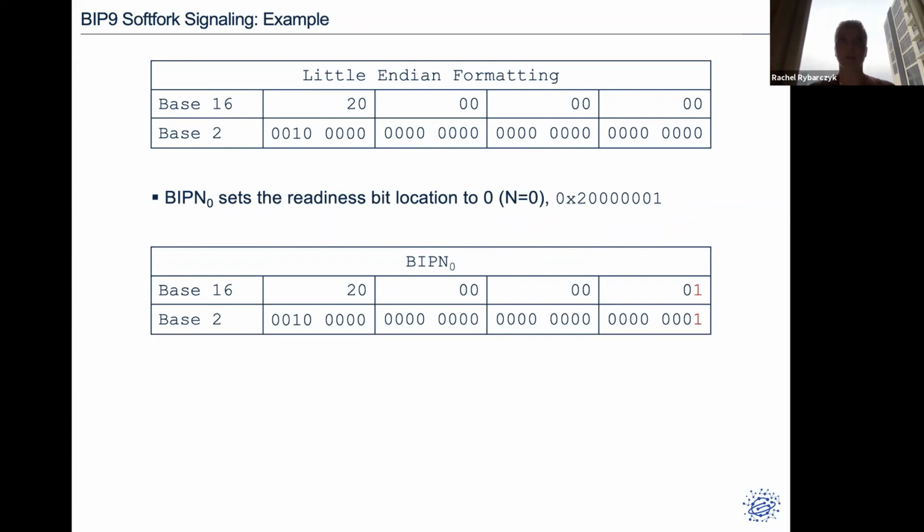And when I say a bit is flipped, I mean, if a bit is 0 and we make it 1, I just flipped the bit. Or if it's 1 and I make it 0, then I just flipped it. So we're assuming we're all starting with zeros here. So if I'm a miner and I want to say, hey, I'm ready for BIP-N0, my Bitcoin client is updated, I'm ready to participate in this soft fork, I will flip the 0th bit to 1. And so instead of having a version number of 200000000, I will now have a version number of 200000001.